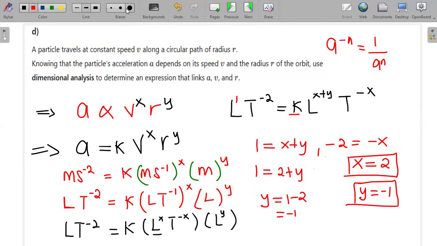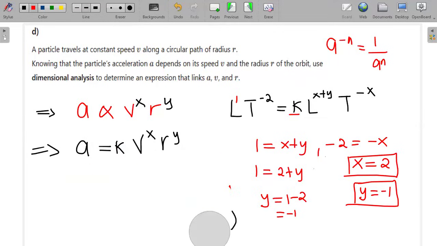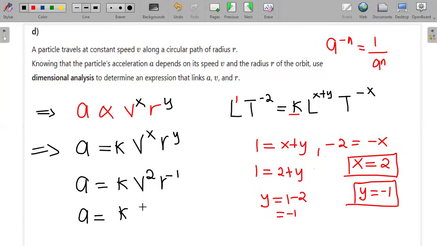So let's do that. The equation that we had was this guy here, so I'll erase this part. So it will be A is equals to K. This will be V to the power X, which is 2. And then R is simply, Y is simply minus 1. So if the power is a minus 1, it goes to the denominator. So this will be A is equals to K V squared over R. Okay, so we have derived the expression that links the acceleration, the velocity, and the R there.